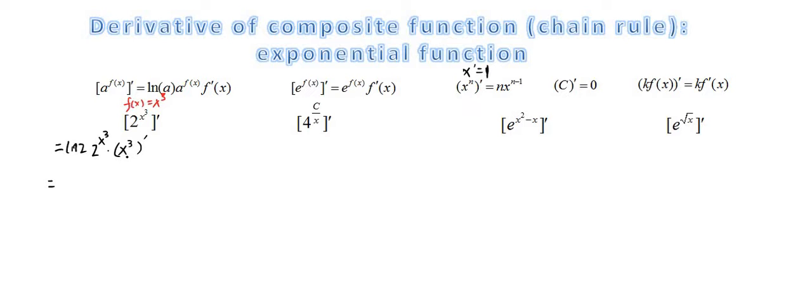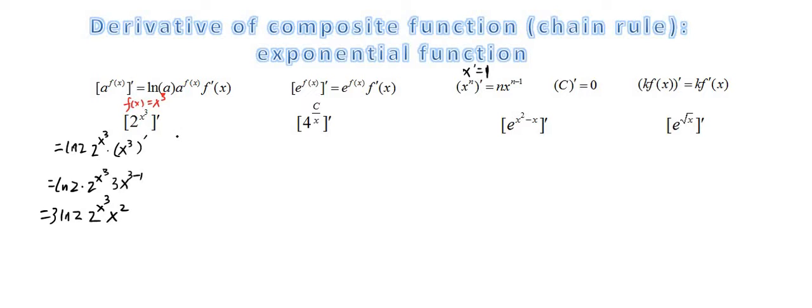And for this derivative, we can apply the power rule. Here n equals 3, so we have ln 2 times 2 to the power x cubed times 3 times x to the power n minus 1, 3 minus 1. Then we can simplify it. We put the 3 in front of ln 2. We have 3 ln 2 times 2 to the power x cubed times x squared.